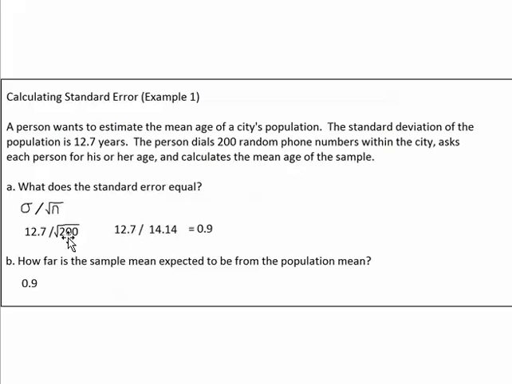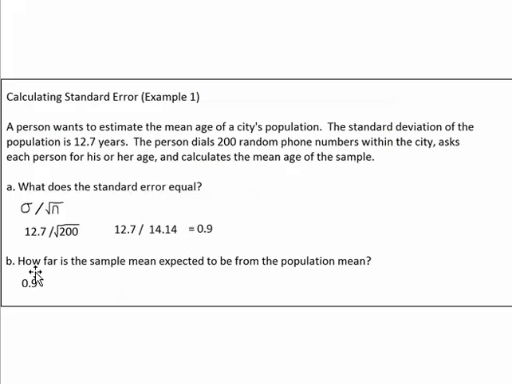First, on a calculator, just put 200 under a square root sign and get the number. The square root of 200 is 14.14. After you do that, just divide the fraction. 12.7 divided by 14.14 is 0.9, and that's the standard error. I rounded it to 1 decimal place.